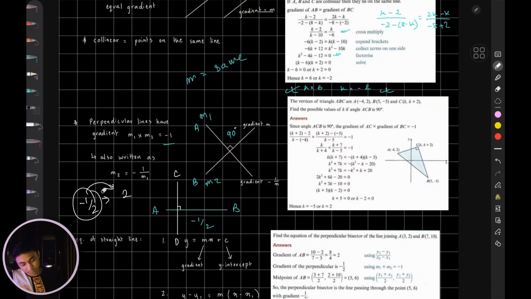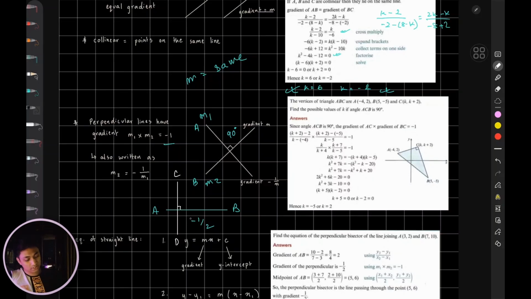So let's say I have positive half. What is the negative of half? It's going to be minus half. What is the reciprocal? It is going to be 2. So minus 2. So this is how you can directly find the gradient of the perpendicular line.